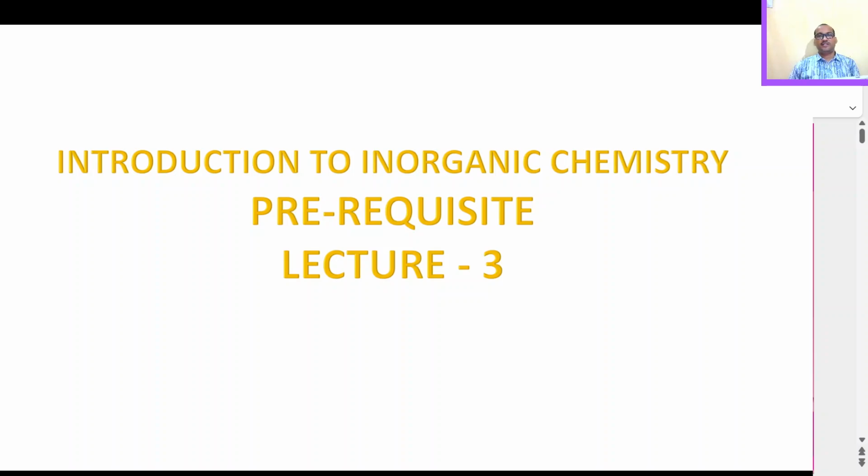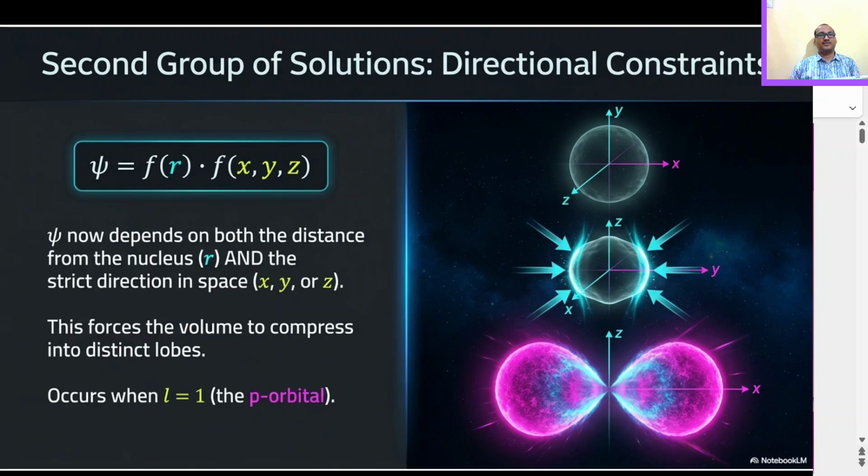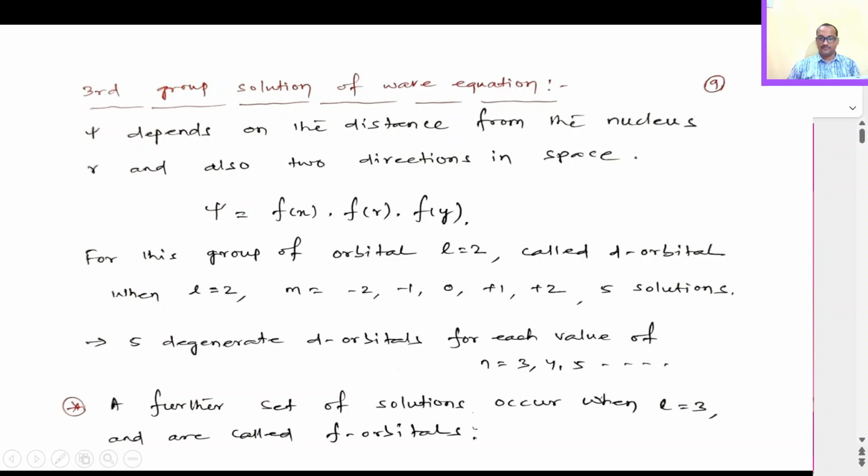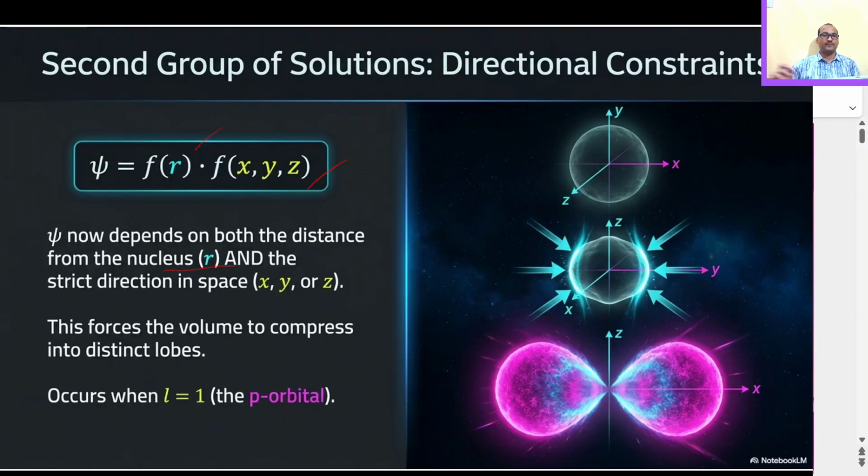So this is the prerequisite to Introduction to Inorganic Chemistry. Last class we talked about the second group of solutions, that is psi is the function of r into function of x, y and z. So now psi depends both upon the distance from the nucleus r and on the direction in space, that is x, y, z.